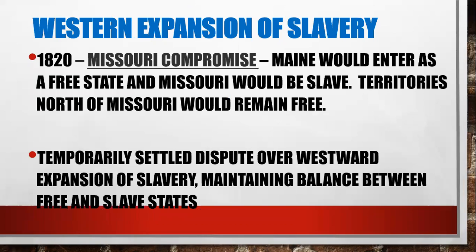All right. Expansion of slavery. This is one of the biggest issues. So 1820, the Missouri Compromise, we've talked about already, but we're going to go over the basics of it again, and all three of those compromises again. So the Missouri Compromise: Maine comes in as a free state, Missouri as a slave state, and territories north of Missouri would be free, south of Missouri would be slave.